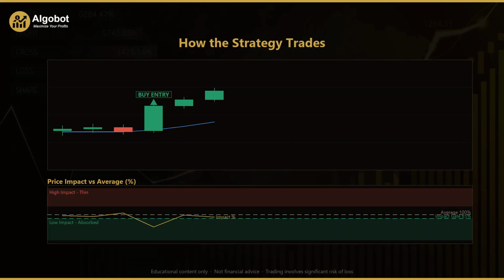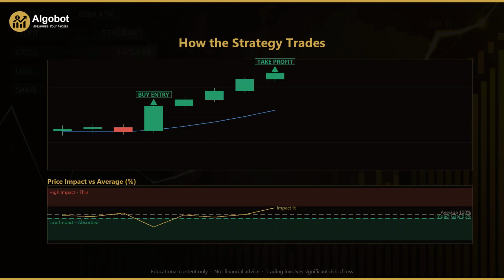And crucially, look down at the subpanel. The impact reading collapses far below the 85% gate. A move that large, on impact that low, tells us heavy volume absorbed the push rather than a thin spike lifting it. All three conditions align: big thrust, low impact, and a close above the trend baseline. So the strategy signals a long, and the buy entry marker appears on that candle. From there, the position rides the trend.